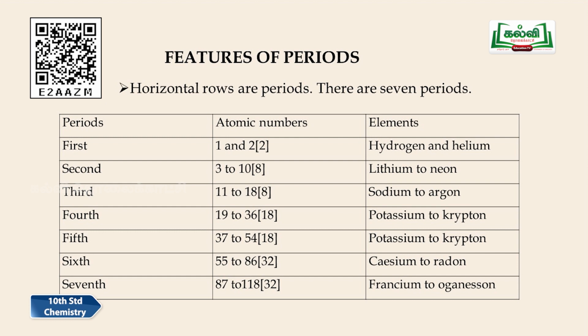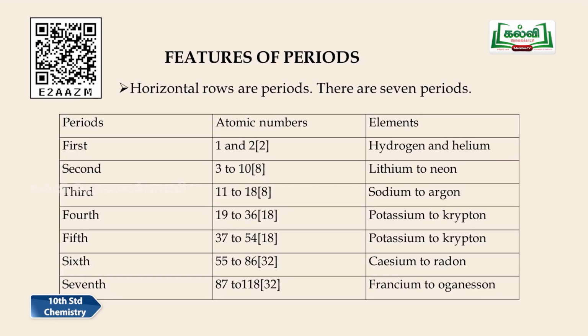Fourth one, atomic number 19 to 36, contains 18 elements, potassium to krypton. Fifth one, atomic number 37 to 54, also contains 18 elements, rubidium to xenon. Sixth one, 55 to 86, cesium to radon. And the final one, the 7th period, starts from 87 to 118. In a nutshell, the shortest period is the first one, which contains only 2 elements, and the longest is the 6th one, which contains 32 elements, right?